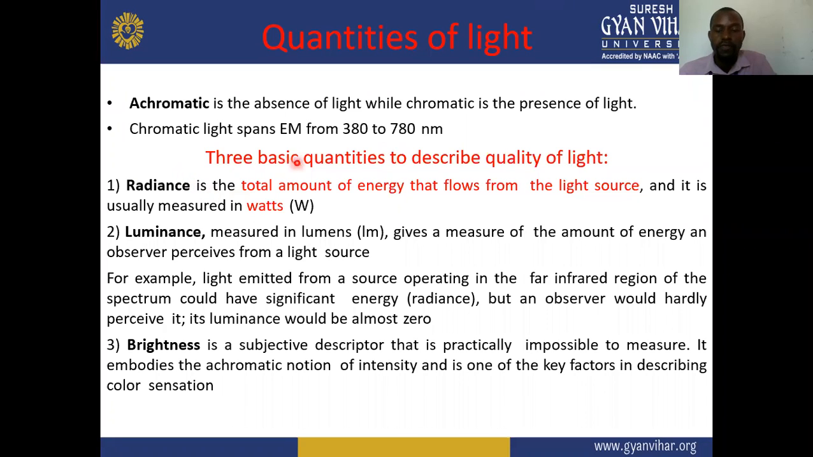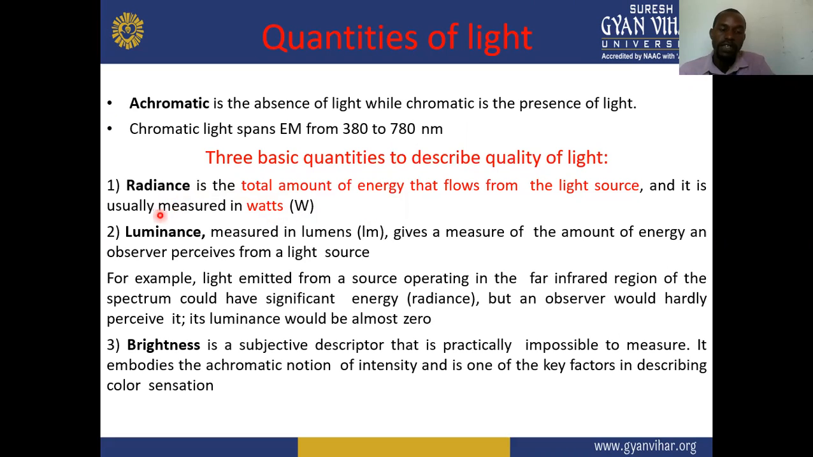Okay, so we have three basic quantities to describe quality of light. The first quantity that we use to describe quality of light is known as radiance. So radiance is the total amount of energy that flows from the light source, and it is usually measured using the units watts. So watts is what is used to measure radiance.